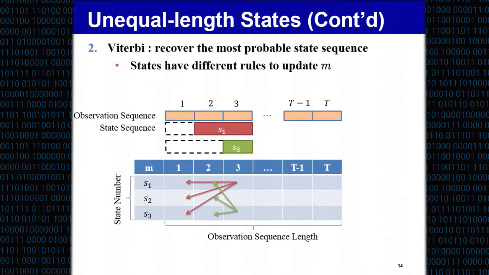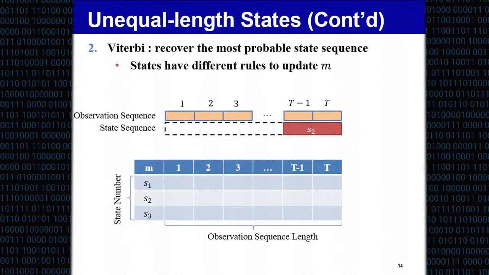However, because states may have different lengths in our case, when updating M values at the same moment, different states may depend on M values at different previous moments. Also, because a state may be longer than 1, the observation sequence may terminate in the middle of the last state in the corresponding state sequence. So we also need to consider such cases during the Viterbi calculation. By solving these two problems, we are able to handle the unequal-length states.